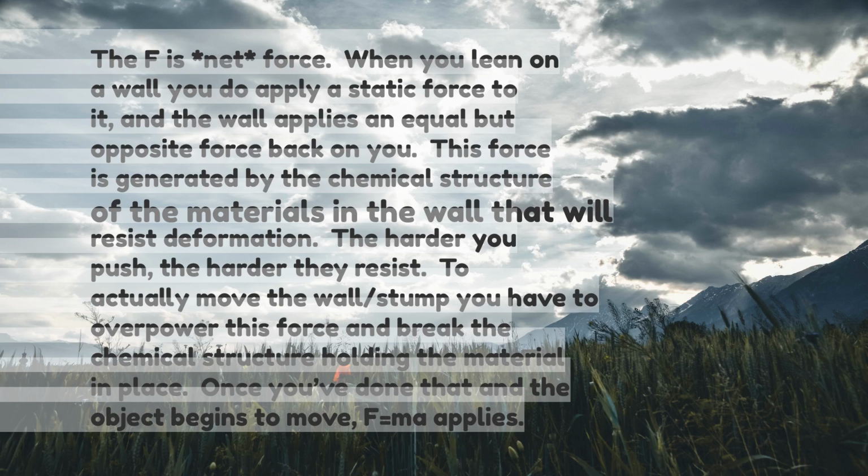When you lean on a wall, you do apply a static force to it, and the wall applies an equal but opposite force back on you. This force is generated by the chemical structure of the materials in the wall that will resist deformation. The harder you push, the harder they resist. To move a stump, you have to overpower this force and break the chemical structure holding the material in place. Once you've done that and the object begins to move, F equals ma applies.